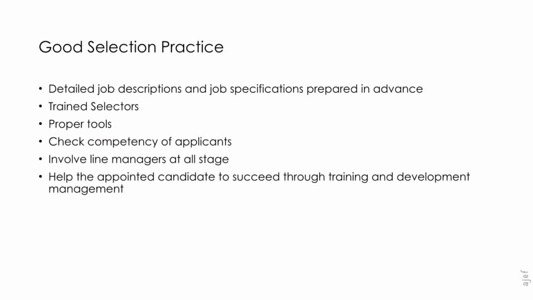Your perception as a recruiter must be used in a professional way. How to? Refer to the details of job descriptions and job specifications prepared in advance. You may also train selectors to separate personal preferences and stick to the standards. Use proper tools such as psychological tests. Check competency by referring to experiences and accomplishments. Involve line managers at all stages, like in interviews. And lastly, help the appointed candidate to succeed through training and development management. That's the best process to follow.